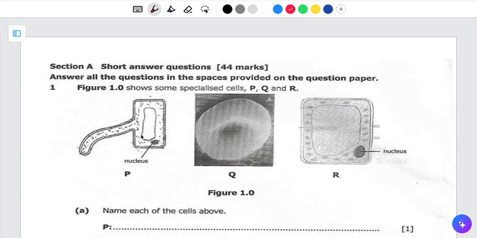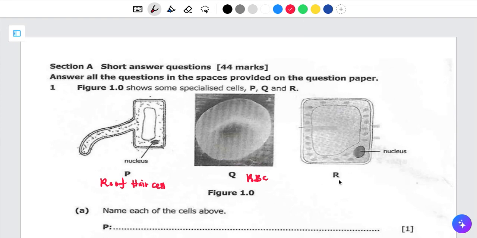In terms of the name of this cell, P is called the root hair cell. If you have many cells which are similar, like many root hair cells, you are going to call them the root hair tissue, because that is composed of many similar cells performing a similar function. Then Q is called the red blood cell. I'm just going to say RBC. Red blood cell.